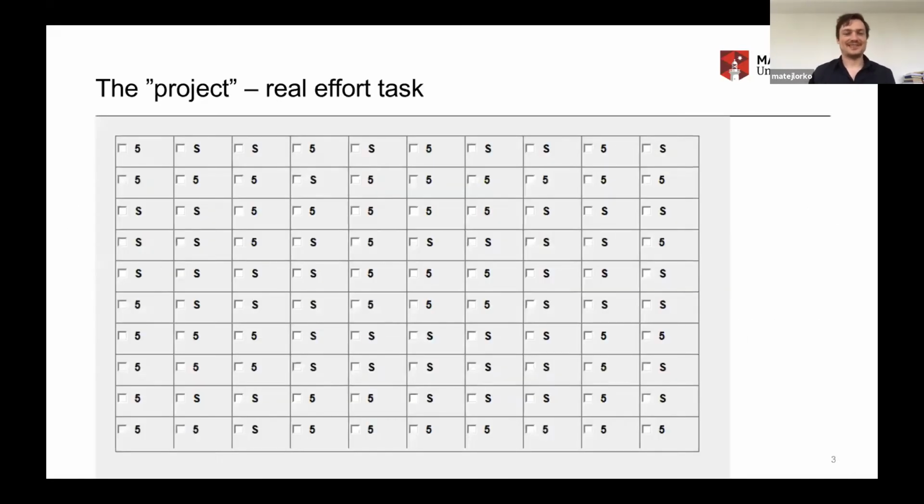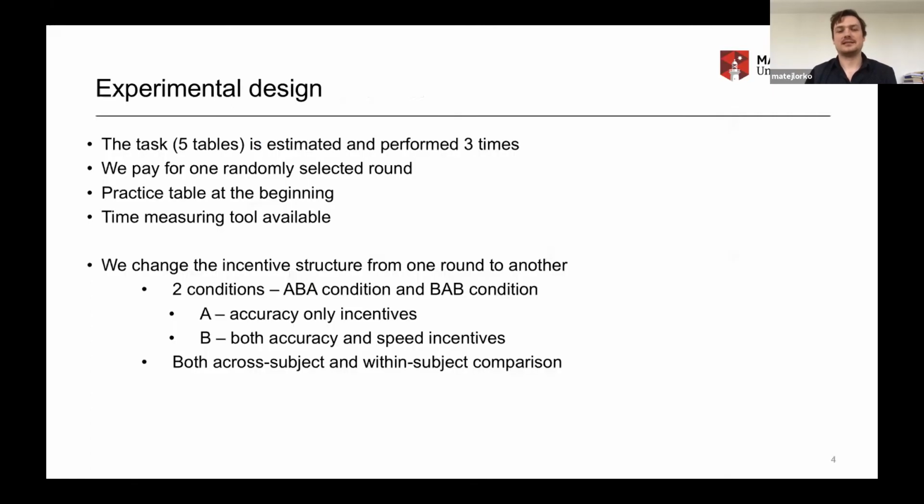So the project our subjects are facing is a very simple real effort task. They see a table consisting of 100 cells. Each cell contains either the letter S or the number 5, and their task is very simple: to check all the cells that contain the letter S, while leaving the other cells unchecked, and then submit the table for verification. And if the table is checked correctly, they are done with the task.